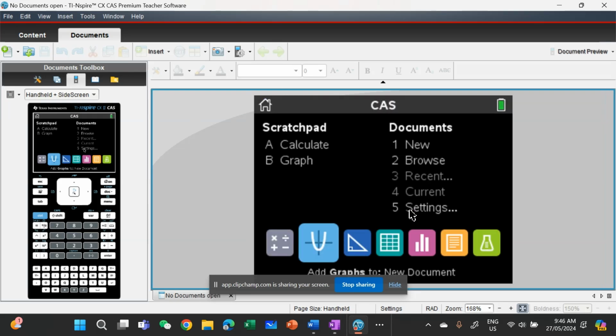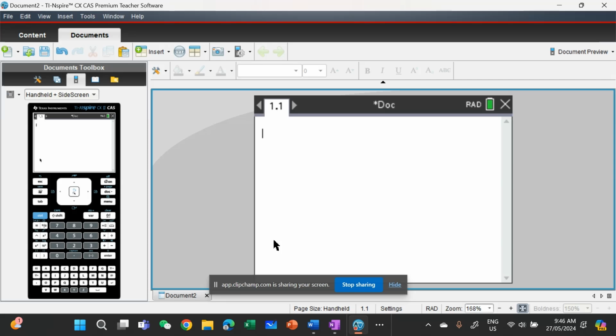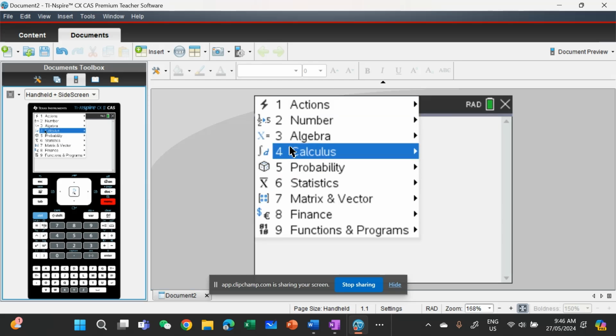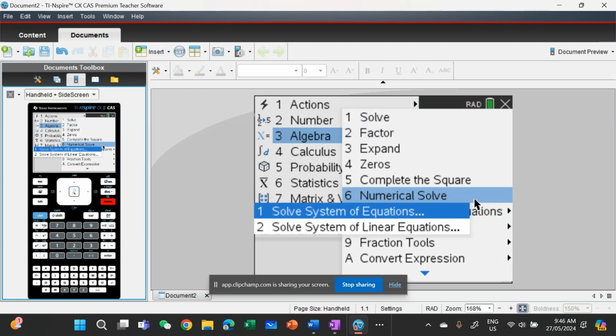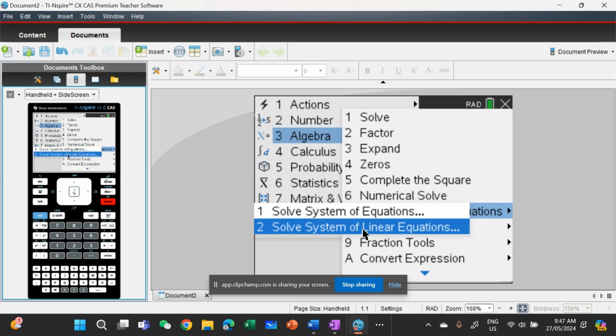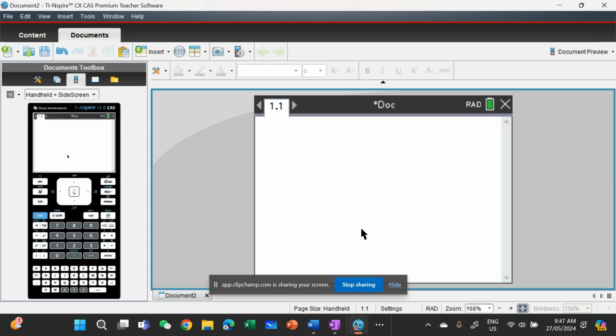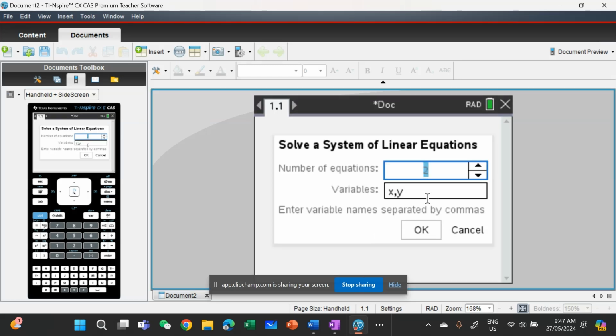Start with the add calculator. Then I'm going to click the menu straight away and then algebra. Here is number 7, solve the system of equations, the first one, solve the system of linear equations. I want you guys to click number 2. Then here is 2, and I say x and y. Press OK.